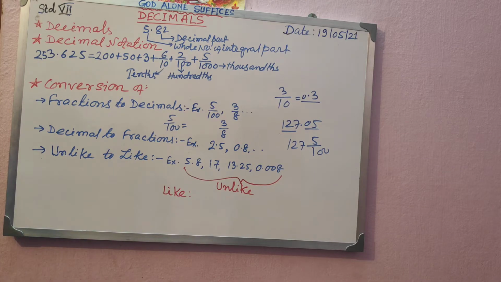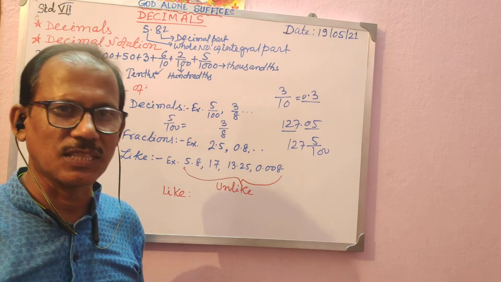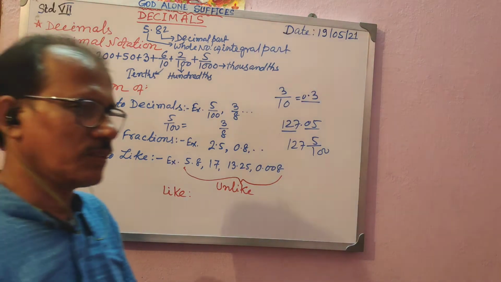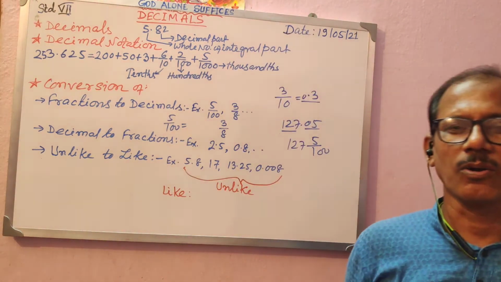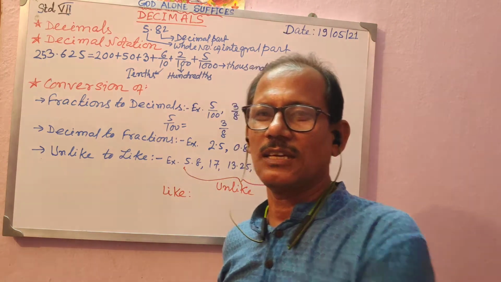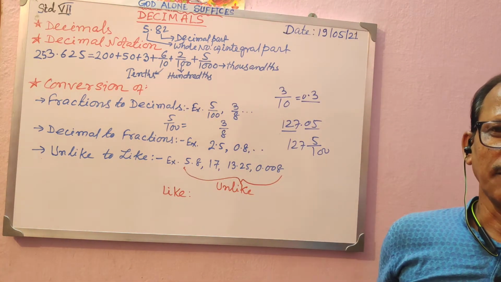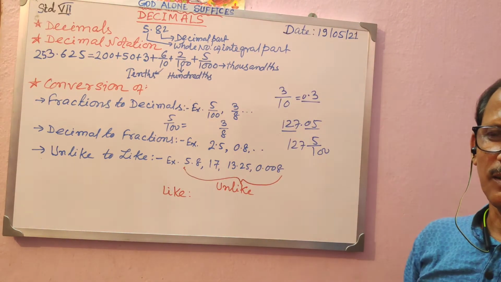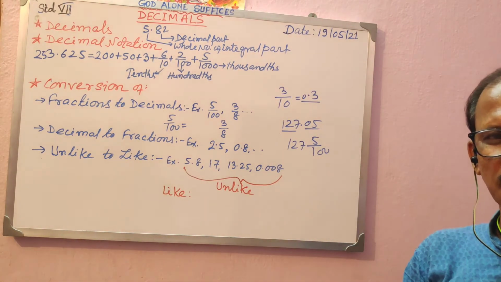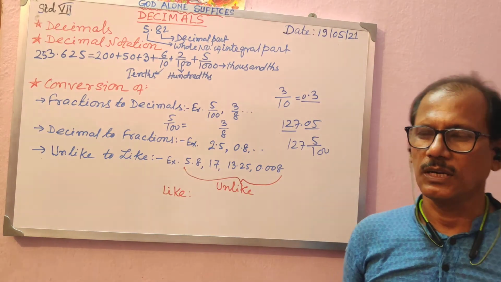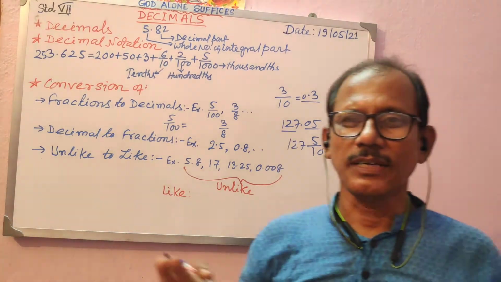First of all, the things we are going to learn in this lesson: what is a decimal. As I said to you, a fraction whose denominator is a power of 10 can be written with the help of a dot placed to the left of the numerator's digits. As many places as the power of 10, that many places to the left the dot will be put. That is called a decimal.